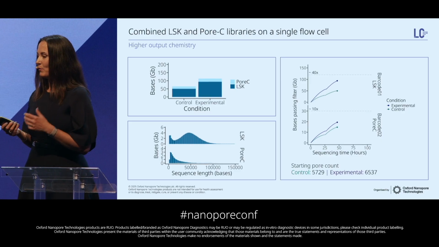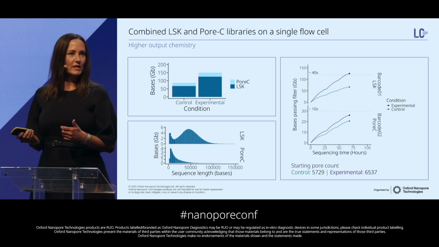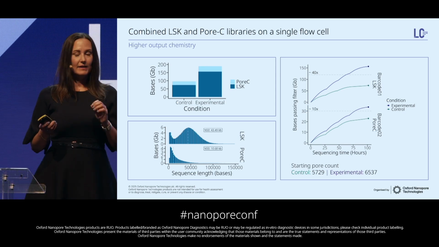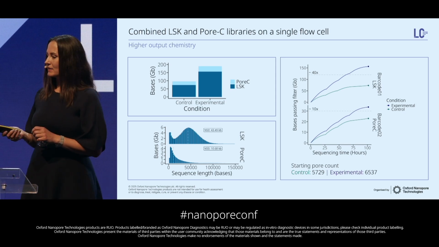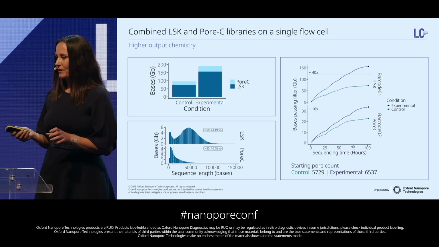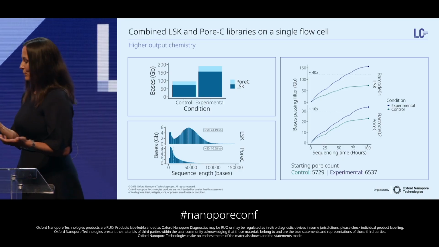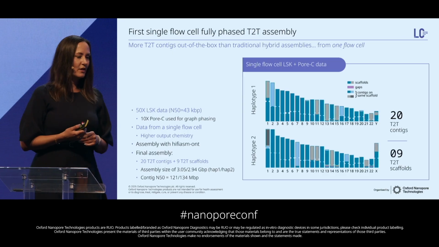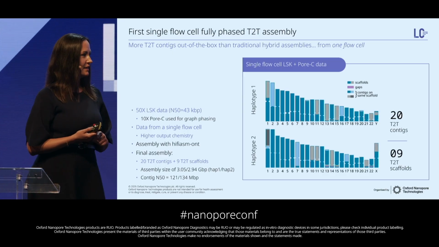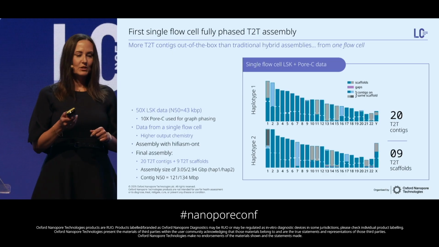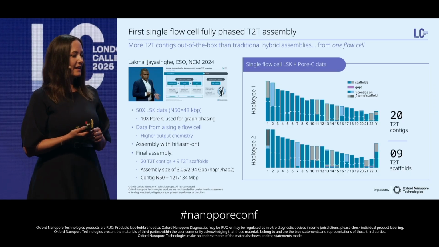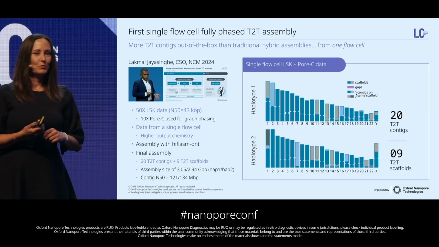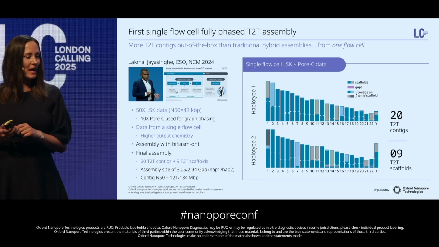What you can see is that we ended up getting over 40x of around 43 KB N50 LSK data, and over 10x of POR-C from a single flow cell. And the question is, how does this assemble? Well, it turns out it assembles very well. We got a fully phased T-to-T assembly from 1 flow cell. I just want to say that LACMEL actually, at the tech update at NCM in 2024, said that this would be possible soon. So I'm very happy that we did it.